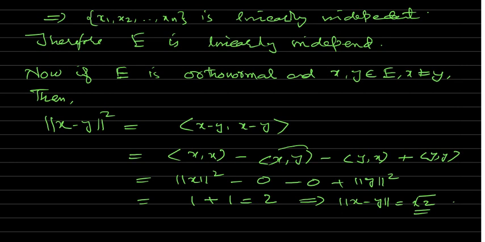So dense means if I choose any epsilon positive, then I can find two vectors from E such that norm of x minus y is less than epsilon. In that case, we can say E is a dense set. But here the distance between any two vectors is equal to root 2.